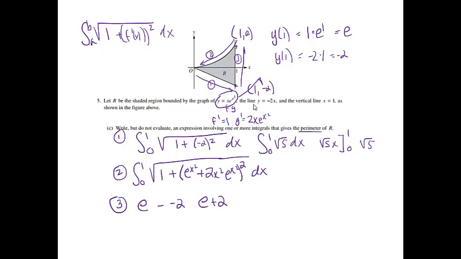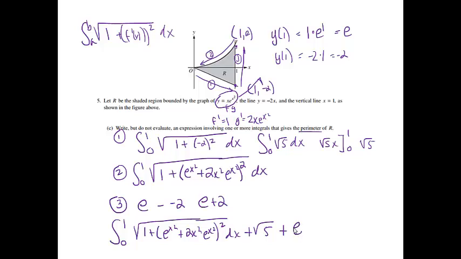All right, so the perimeter of R is just all three of those added together, and it did just say to write an expression, so I'm going to have the integral from 0 to 1 of the square root of 1 plus e to the x squared plus 2x squared e to the x squared, squared dx, plus the square root of 5 plus e plus 2. And obviously you can write that in any order that you would like to, but that's that.